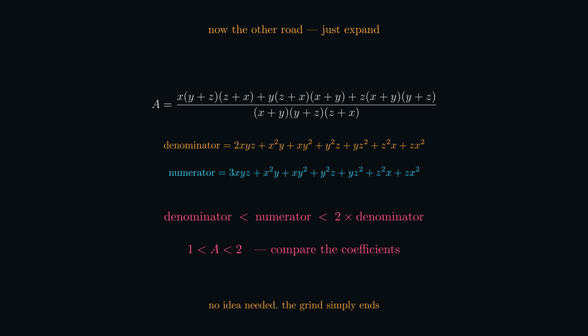Every letter is positive, so compare the two lists term by term. The numerator is larger than the denominator, because 3xyz beats 2xyz. And the numerator is smaller than twice the denominator, because doubling gives 4xyz and doubles every other term as well. So the fraction sits strictly between 1 and 2. That is the entire proof. No companion, no idea, no insight. Just expansion and a look at the coefficients. This time the brutal road is the short one.